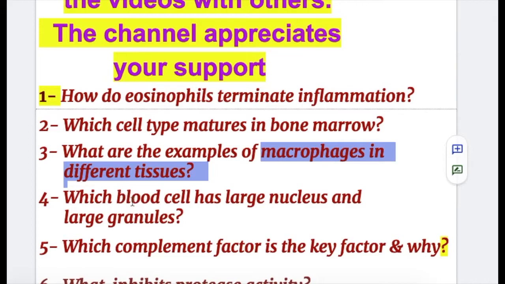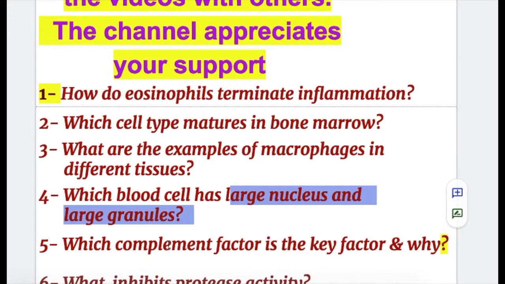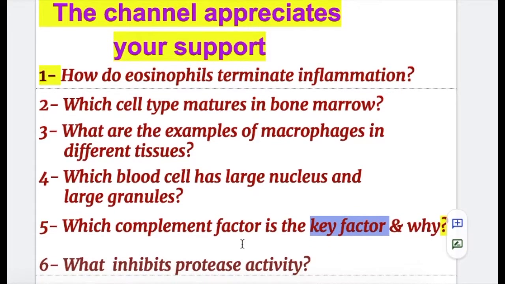Number 4. Which blood cells have large nucleus and large granules? Number 5. Which complement factor is the key factor and why? And number 6. What inhibits protease activity?